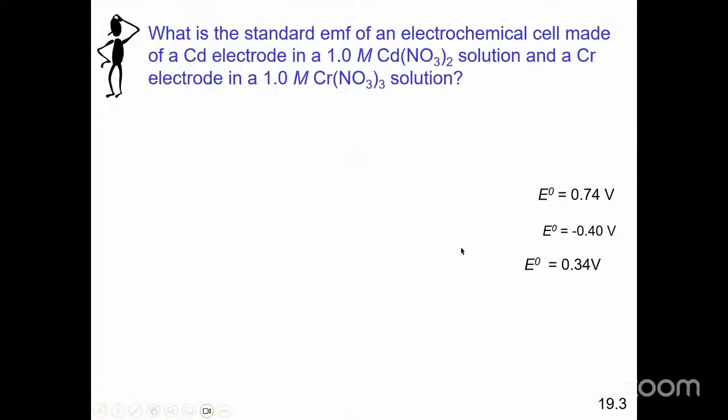Okay, so let's look at this example. This question is asking, what is the standard EMF of an electrochemical cell made up of a cadmium electrode in a 1.0 M cadmium nitrate solution and a chromium electrode in a 1.0 M chromium 3 nitrate solution? All right, so the first thing I would do is go to the table, just like the ones that I just showed you, right? And I would look up the, oh, you have a question?